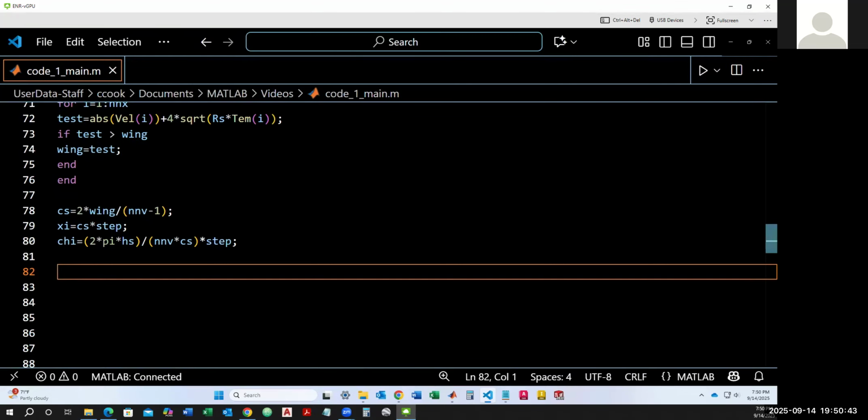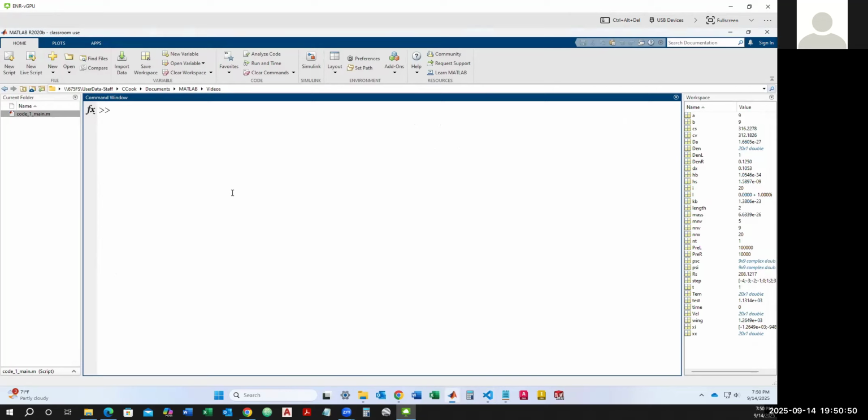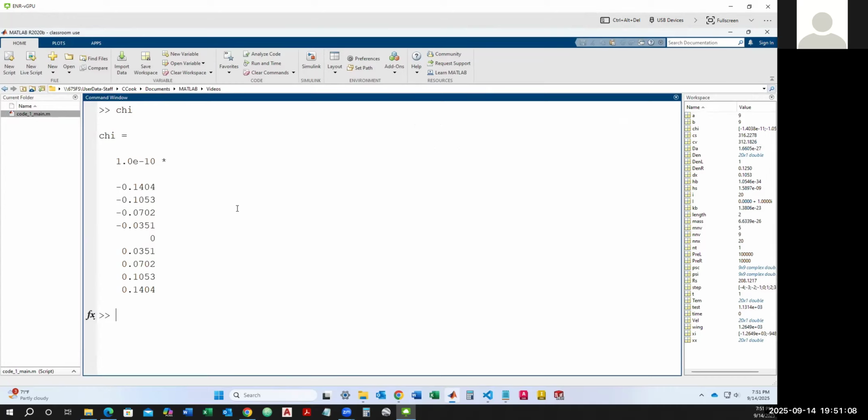So chi will be small because we're multiplying it by h specific, which for argon is this. The units for h specific are meters squared per second. So our chi's, let me run the code. Our chi's are on the order of an angstrom, times 10 to the minus 10. So they're small.